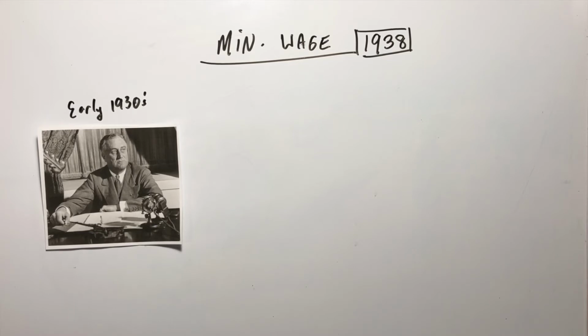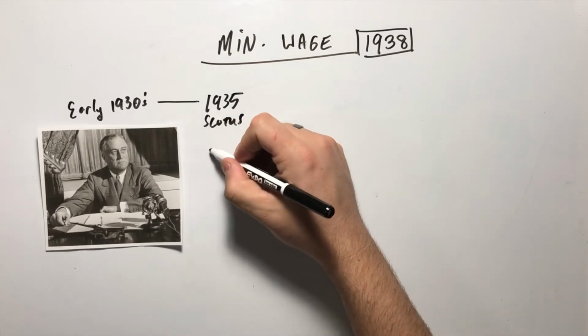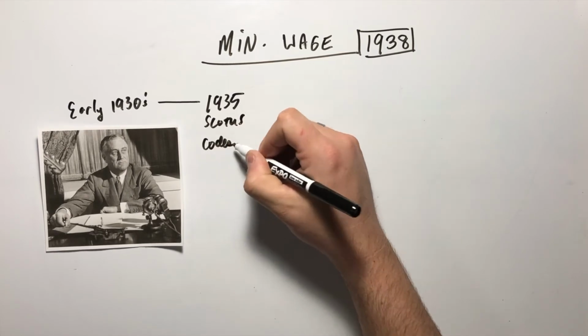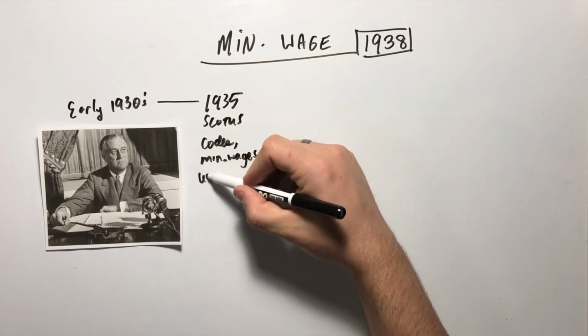And so he pushes for a couple different things. He pushes for the National Industrial Recovery Act. He allows industries to enforce their own trade codes and raise wages. The cotton industry does this, sets a minimum weekly wage, and decides to abolish child labor. In 1935, the Supreme Court says that these codes and minimum wages are unconstitutional.